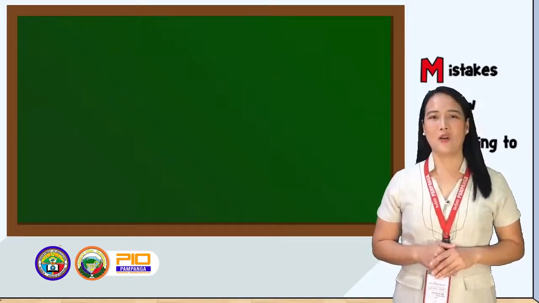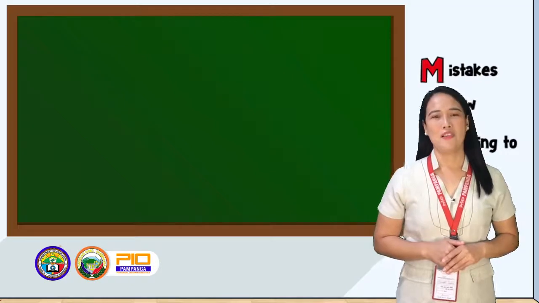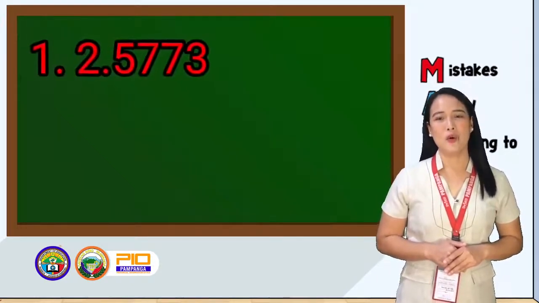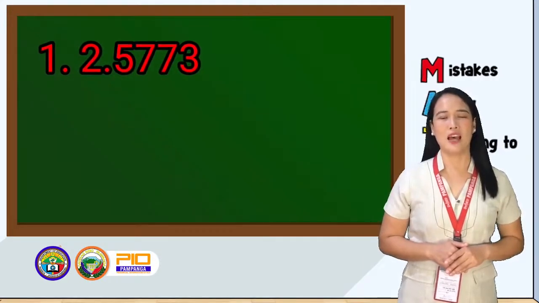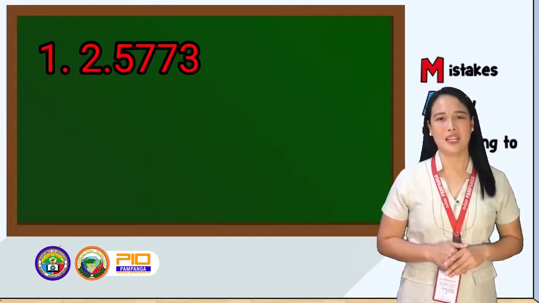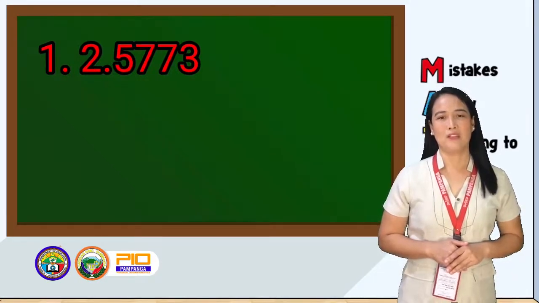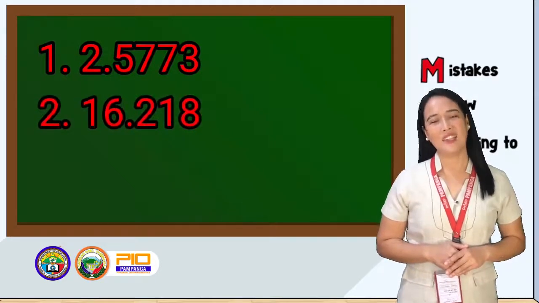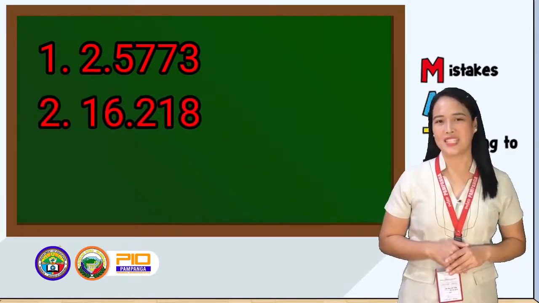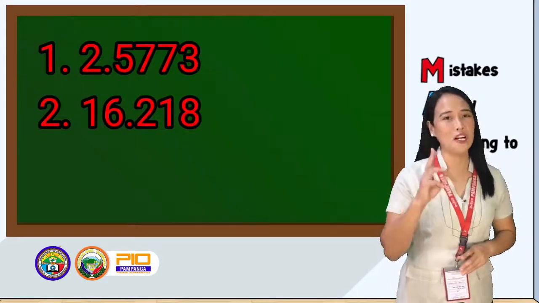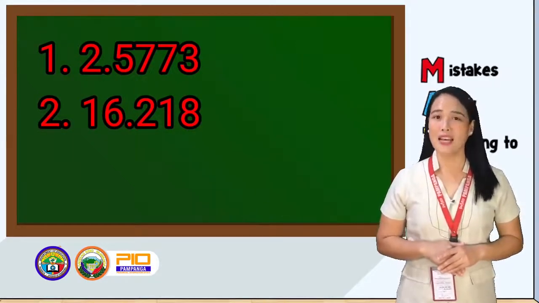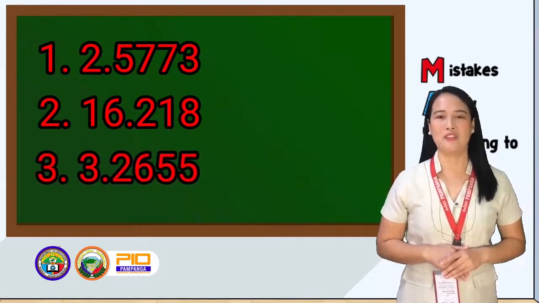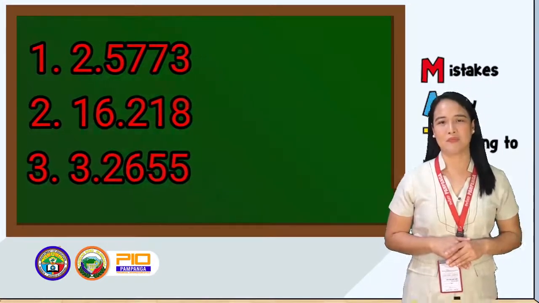Now, let's check your answers. For number 1, the correct answer is 2 and 5,773 10,000s. For number 2, the correct answer is 16 and 218 thousandths. And for number 3, the correct answer is 3 and 2,655 10,000s.